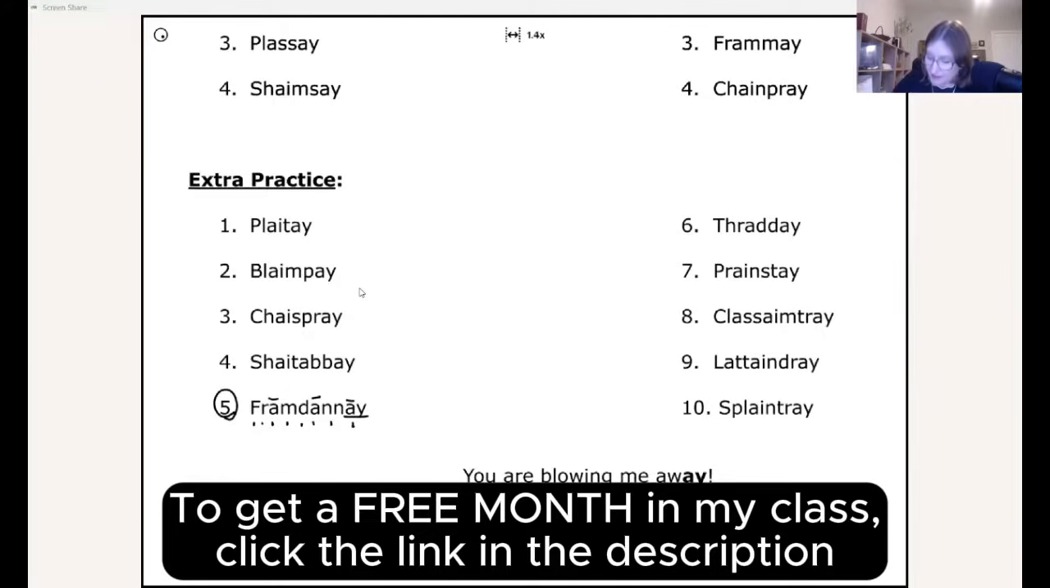So this A is going to say ah. I didn't put that breve on there very well. This is a breve. This is what we use to represent a short vowel sound. This is a macron. This is what we use to represent a long vowel sound. This is a schwa symbol, what we use to represent the schwa sound.